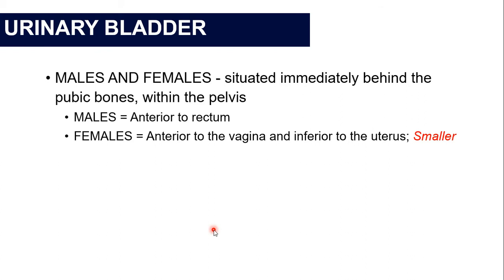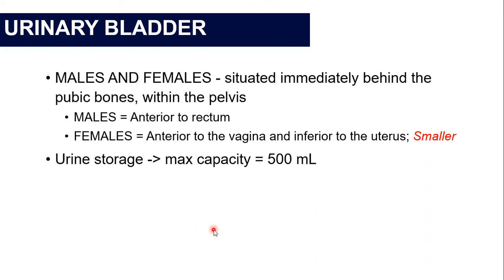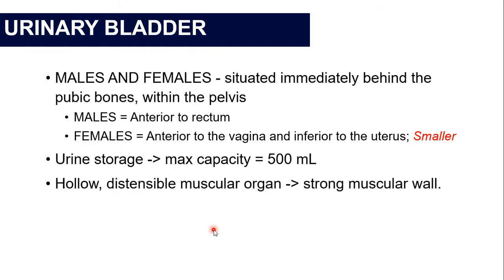It is because the uterus occupies the space just superior to the urinary bladder. Next is the urine storage. The maximum capacity of our urinary bladder is about 500 ml. It is considered a hollow, distensible muscular organ, and take note that it has a strong muscular wall, and the detrusor muscle gives that function.